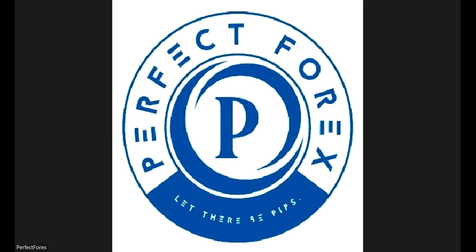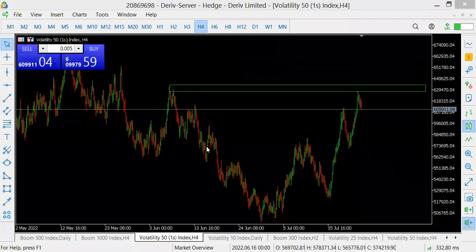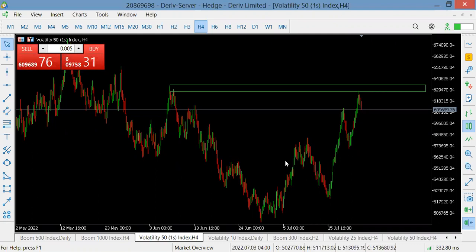This is PerfectForex. And today guys, we'll be doing a quick breakdown of some of the synthetic indices commodities. We looked into some commodities at the beginning of the week, and we'll be reviewing them, looking at how far they've gone, how far our analysis has played out.